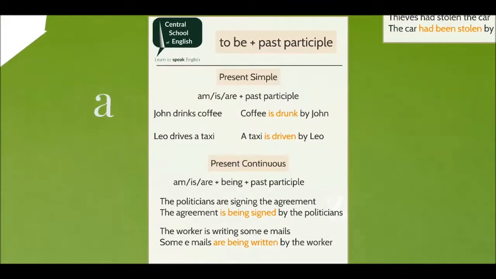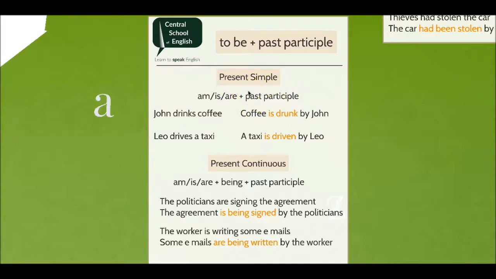To make a passive voice sentence, we must use the verb to be plus the past participle of a main verb. To change a present simple active voice sentence into a passive voice sentence, we must use the present simple of the verb to be plus the past participle of a main verb.